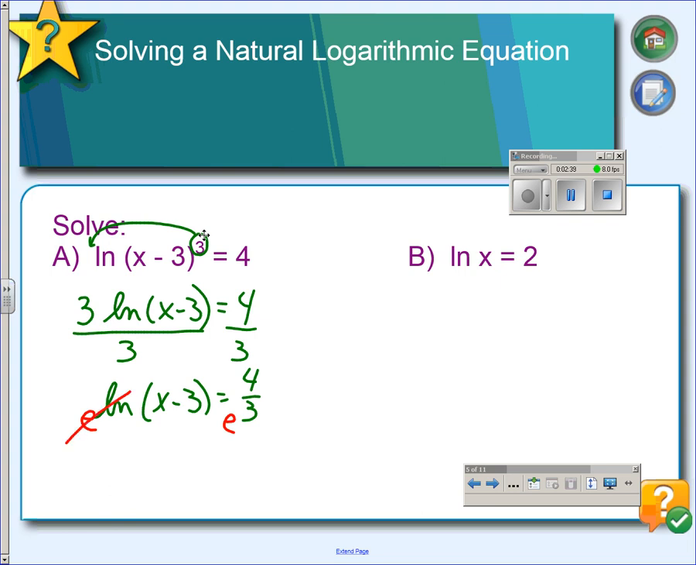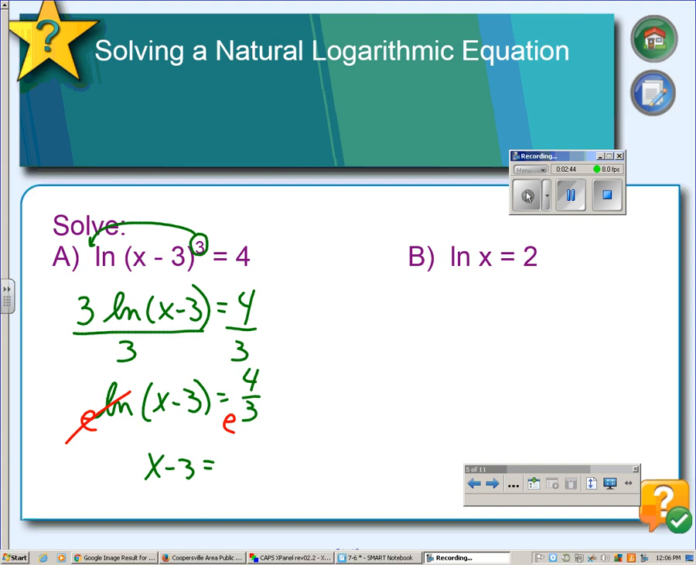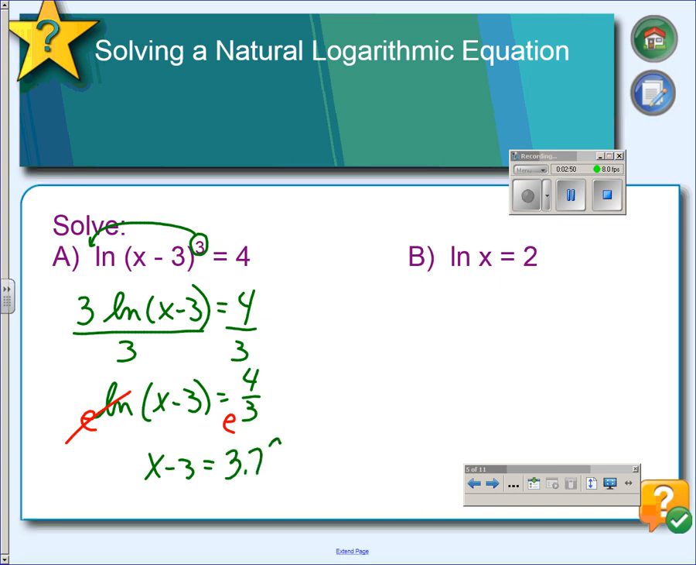We get x minus 3 equals e to the 4/3. You would calculate e to the 4/3 in your calculator, and you get 3.7937. And then we can add 3 on both sides, and we get 6.7937.